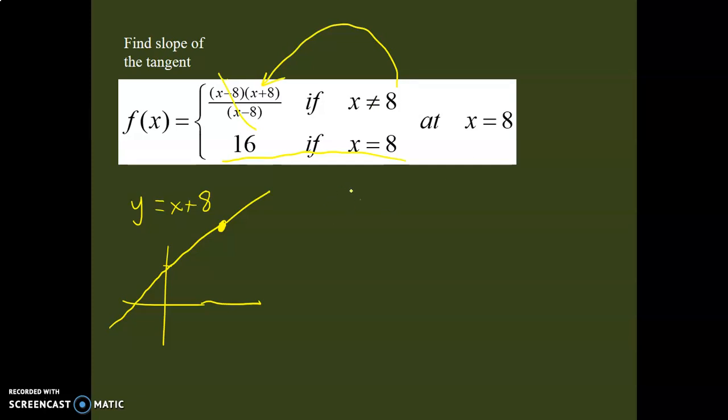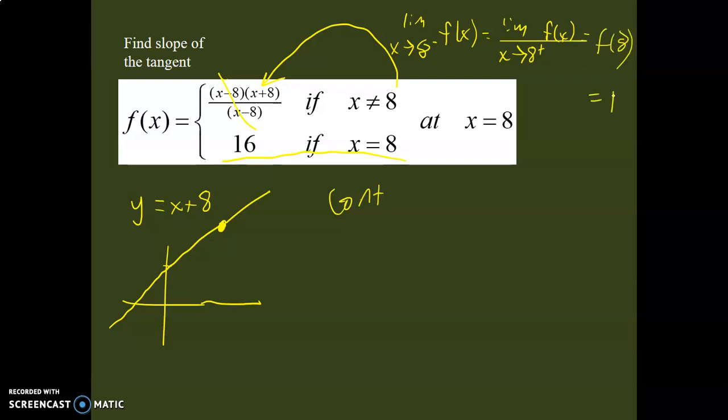So it is continuous. The limit from the left and the limit from the right are both equal to 16, and the function is equal to 16. So the limit as x approaches 8 from the left of f of x is equal to the limit as x approaches 8 from the right of f of x, which is equal to f of 8, which is equal to 16. This is what you would want to show on the AP exam, to show that this is continuous, which is the first part to see if it's differentiable.